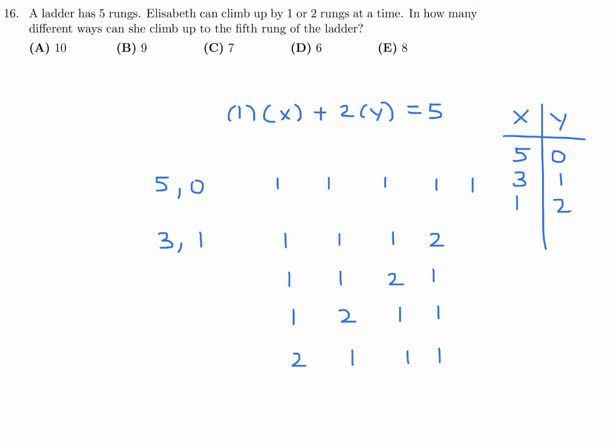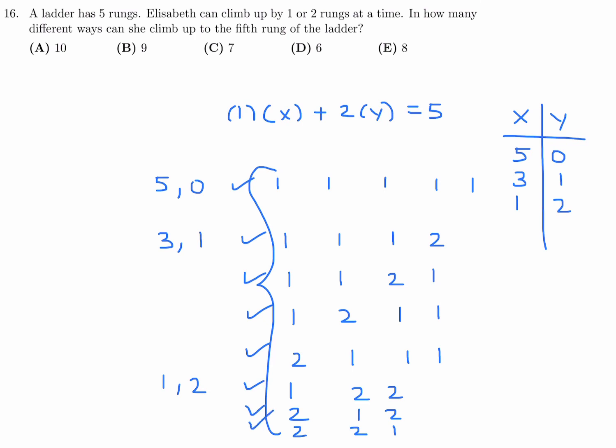And then the 1, 2 combination of 1, 1 step and 2 steps, that can be either 1, 2, 2, 2, 1, 2, or 2, 2, 1. So how many did I create? 1, 2, 3, 4, 5, 6, 7, 8 ways. And therefore number 16, the answer is E.